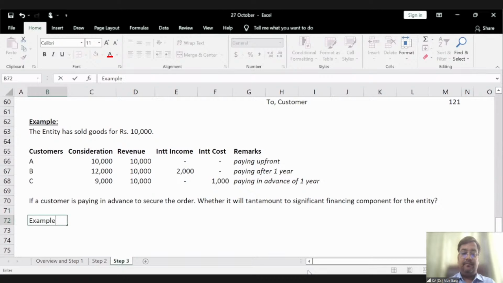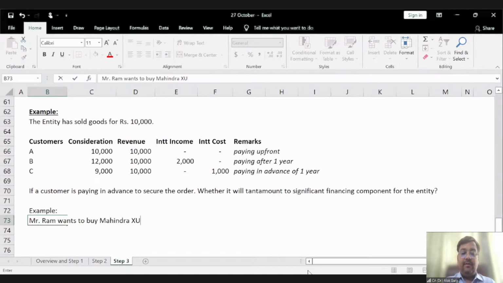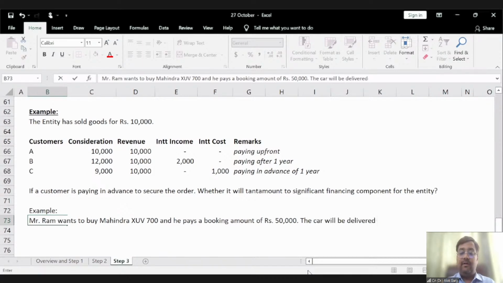Example, Mr. Ram wants to buy a Mahindra XUV 700, and he pays a booking amount of rupees 50,000. The car will be delivered after 1 year.